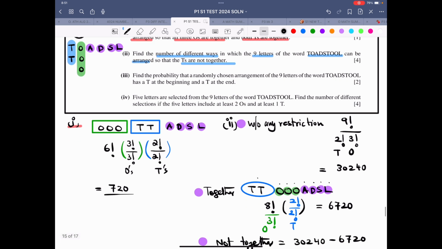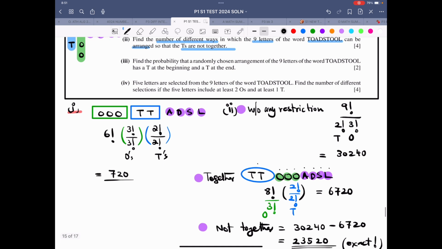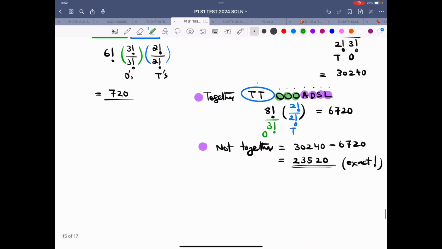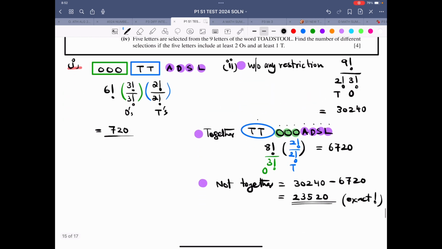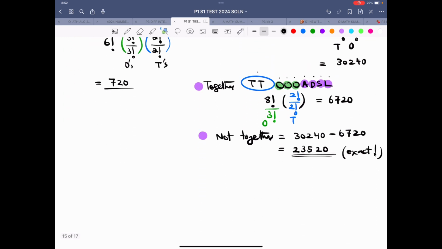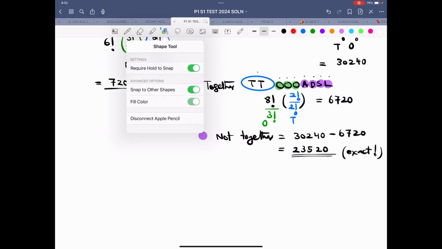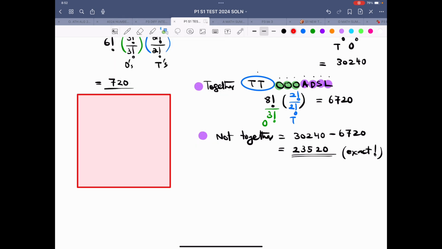So now let's look at part 3. This time they're asking for a probability. So let me highlight this. Find the probability that a randomly chosen arrangement of the 9 letters of the word toadstool has a T at the beginning and a T at the end. So very simple working, nothing special. Let me just draw a box over here so that things are in their perfect place. And let me just fill some color over here. Okay, so now I'm working on part 3.